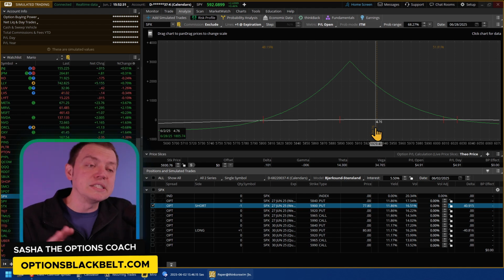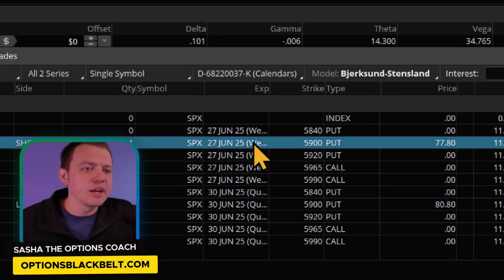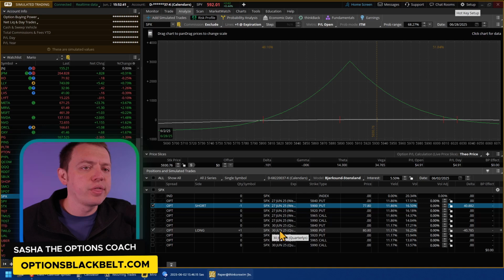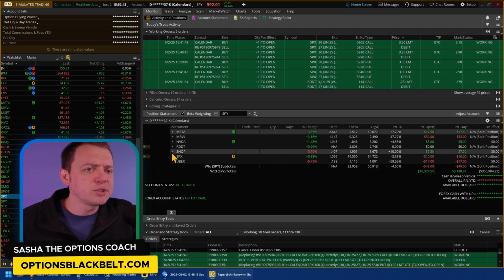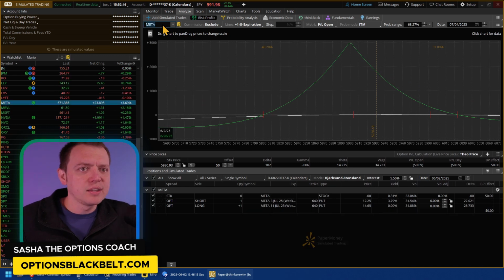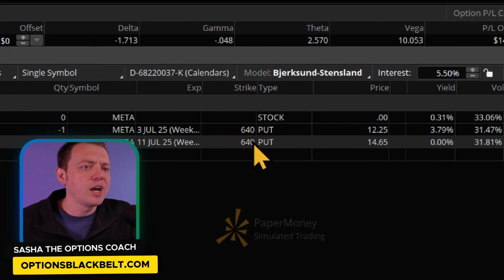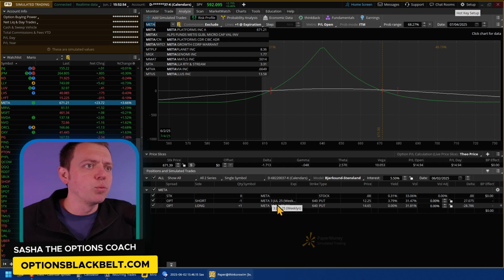The second reason is that calendars have mixed expirations. That also makes things more complicated. When you start seeing things like this, I've got a June 27th and a June 30th in this example. I've also got some other calendar spreads here. Let me show you the meta calendar over here. Also, I've got a July 3rd and a July 11th. So this starts looking a little weird and wacky, right?